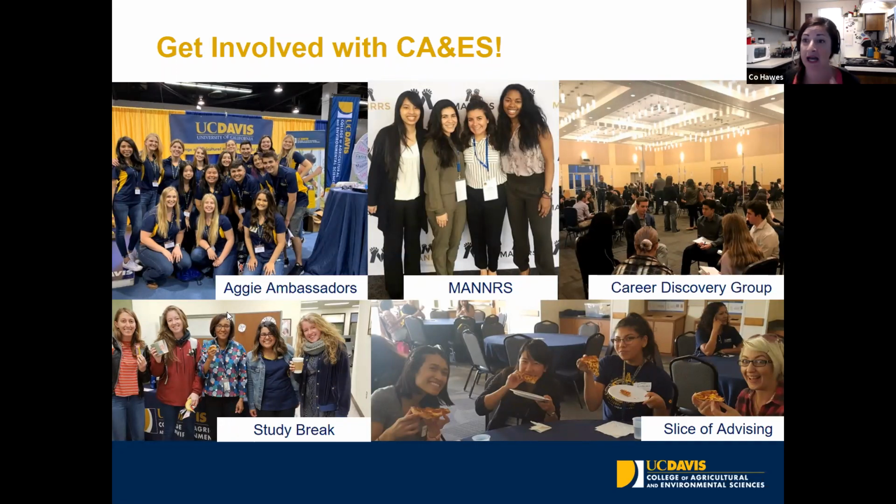There's also MANRRS, which is kind of similar to Aggie Ambassadors. MANRRS stands for Multicultural Agriculture, Natural Resources, and Related Sciences. So MANRRS is actually a national organization. In addition to doing some outreach events, some professional development events, and learning more about the college and getting to know students within the college, they also compete at a national level in different contests like public speaking or research and things like that. So I would also encourage you to check that out. Both Aggie Ambassadors and MANRRS are both clubs and classes, so you could get units for them, which is pretty awesome.